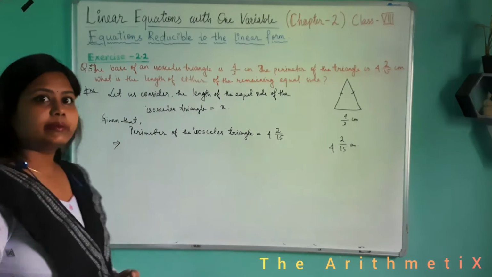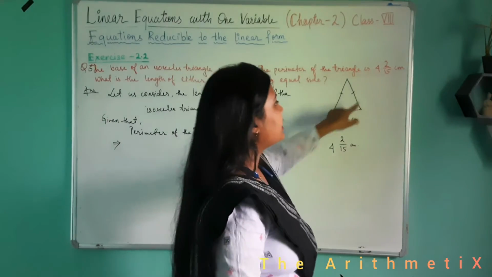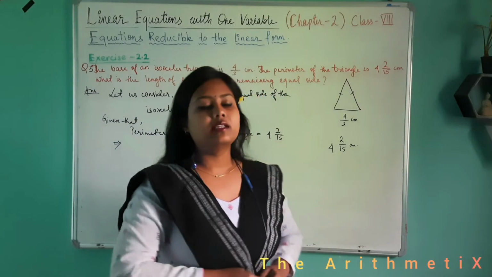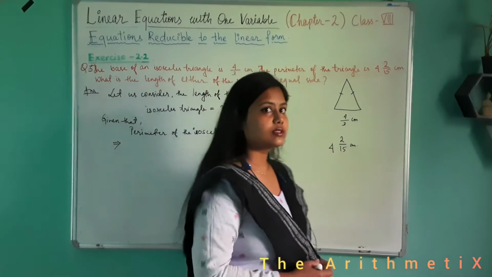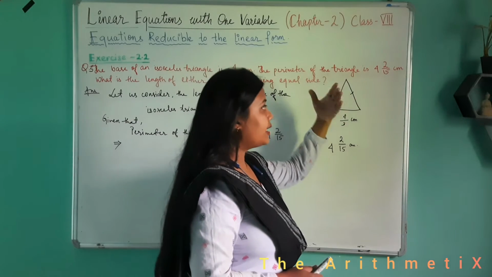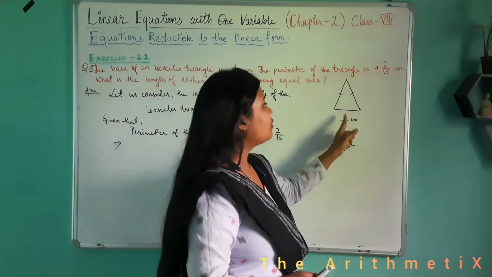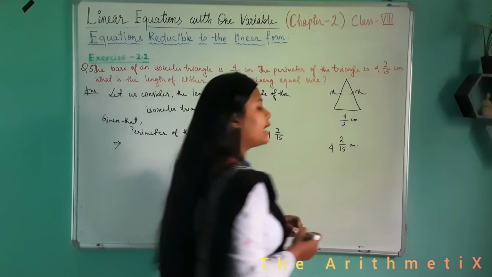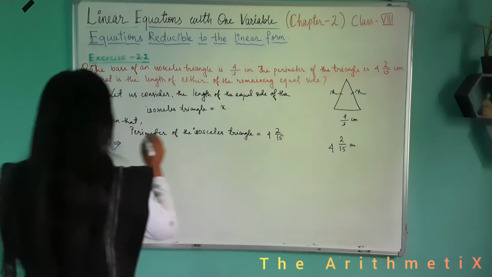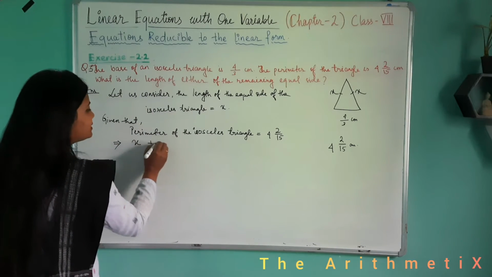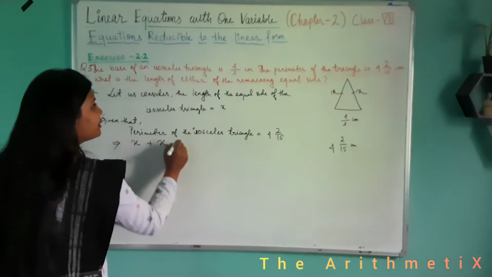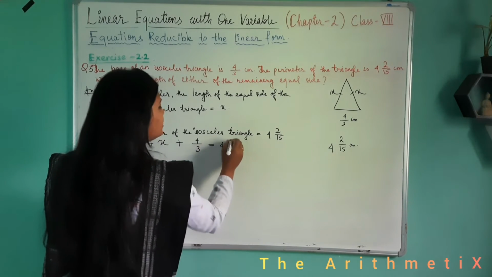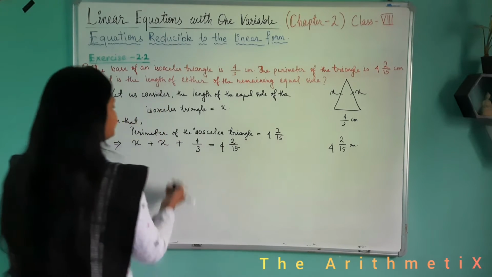What do we mean by perimeter? It means the addition of all three sides. The total boundary line is said to be the perimeter of a shape. The shape here is an isosceles triangle, and in order to find the perimeter, we need to add the lengths of all three sides. This side is given. These two sides have been taken as x. Both are the same side. So the length of all three sides is x plus x plus 4 upon 3. This is equal to 4 whole 2 upon 15.